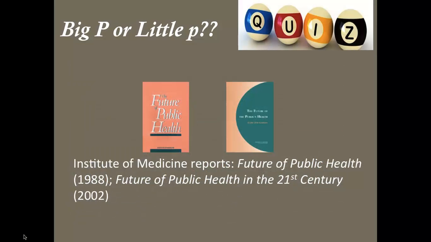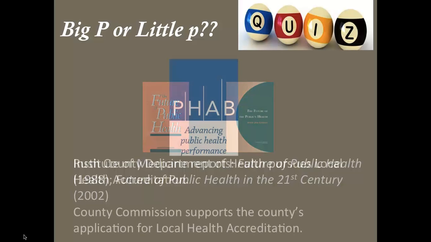And the Institute of Medicine reports Future of Public Health and the Future of Public Health in the 21st Century. This had a huge impact, the 1988 Institute of Medicine report. The 10 essential services, 3 core functions, the reorganization and redirection of the public health system of accreditation, all emerged from the thinking that occurred around 1988. Huge impact. Future of Public Health in the 21st Century continued that work. Big P or little p? Now, folks can argue that it might be a little p, but it is a big P.